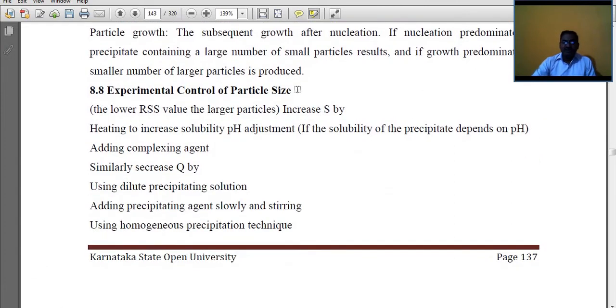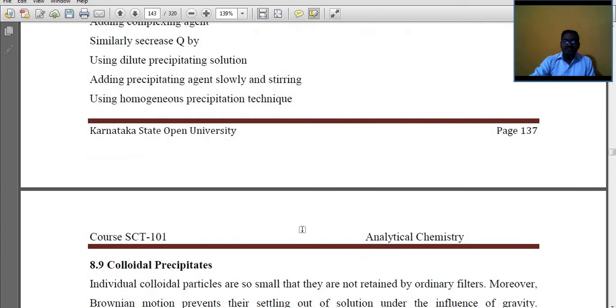What is the experimental control of particle size? The lower the relative supersaturation value, the larger the particles. Increase S by heating to increase the solubility, by pH adjustment, or by adding a complexing agent. Similarly, decrease Q by using dilute precipitating solution, adding precipitating agent slowly and with stirring, and using homogeneous precipitation technique.